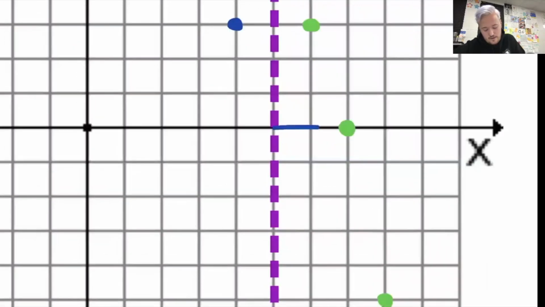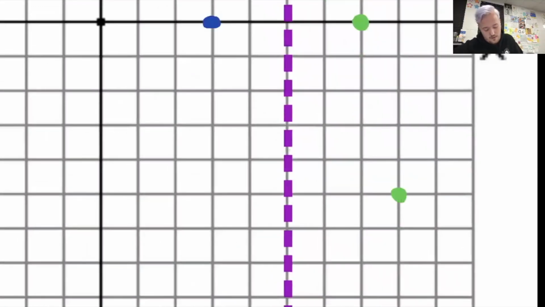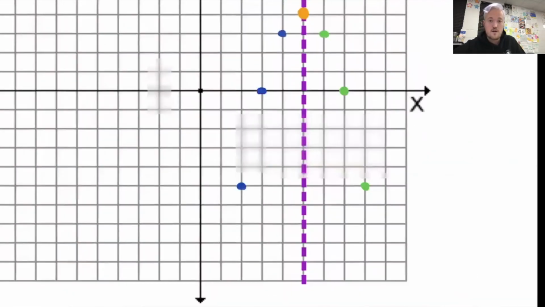So the same idea here. This point is 2 squares to the right. To get the other, I want to go 2 squares to the left. And there's that point. And now this point here is 3 points to the right. Now I want to go 3 points to the left. All right, and there's our parabola.